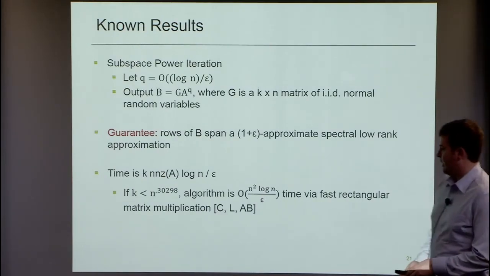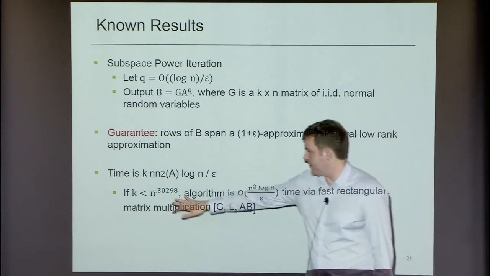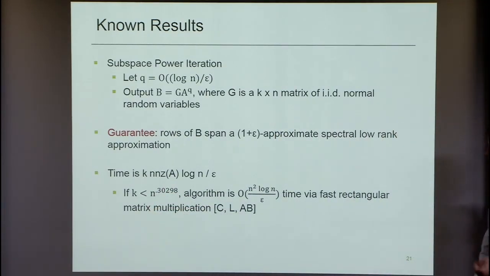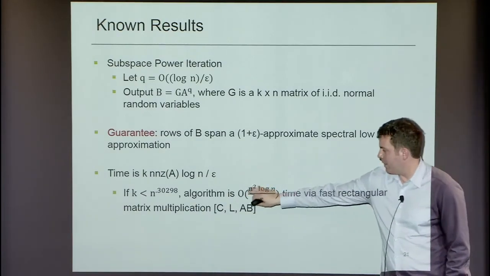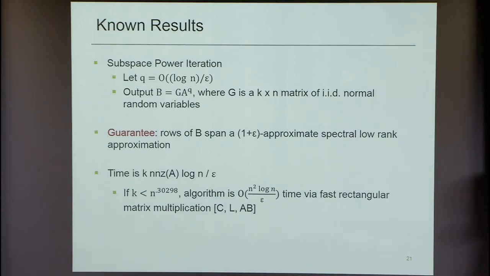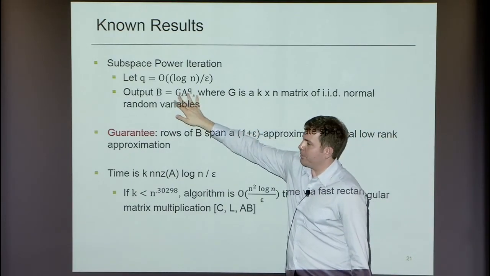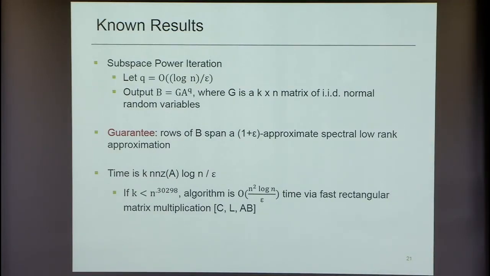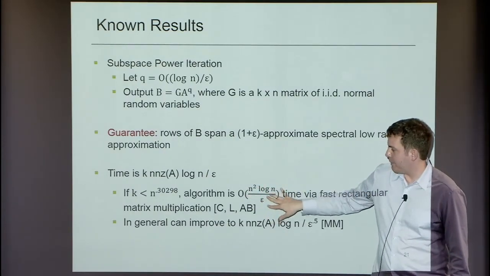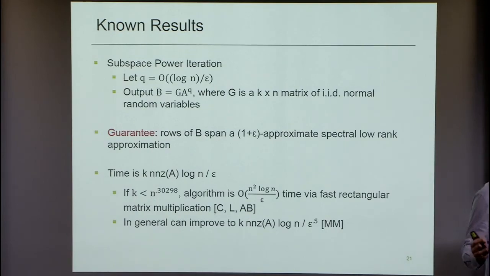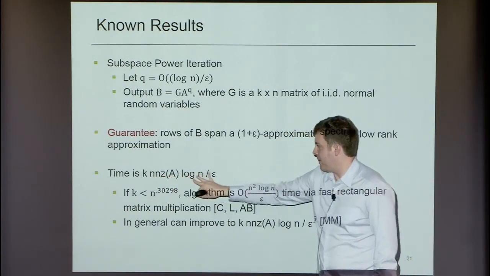So one thing that Arturs and Amir pointed out to me is that if k is not too large, say less than n to the 0.3, then there is an algorithm that runs in roughly n squared time. It proceeds by doing this algorithm, but at each step using fast rectangular matrix multiplication, using, say, Coppersmith's improvement. So for dense matrices, this is not that far off from the best possible. For sparse matrices, we still don't know anything much better than k times nnz of A.